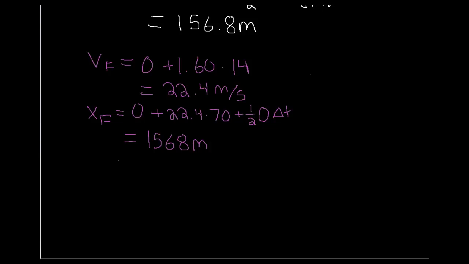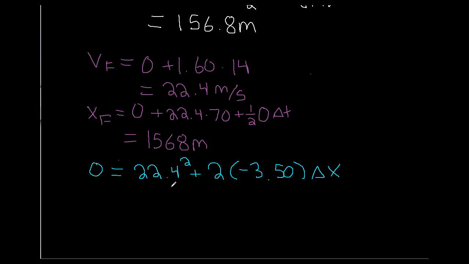And I'll use a different color. So we got 0 is equal to the initial velocity, which is 22.4 squared, plus 2 times the acceleration, which in this case is a deceleration, times the change in x. With some simple math, this comes out to change in x is equal to 71.68 meters. And we now have all 3 distances from each stage.